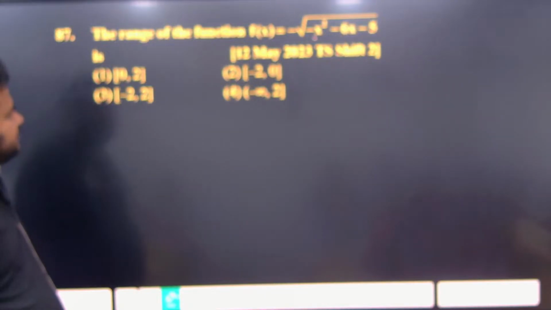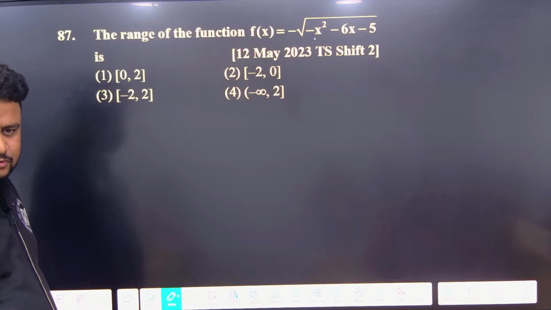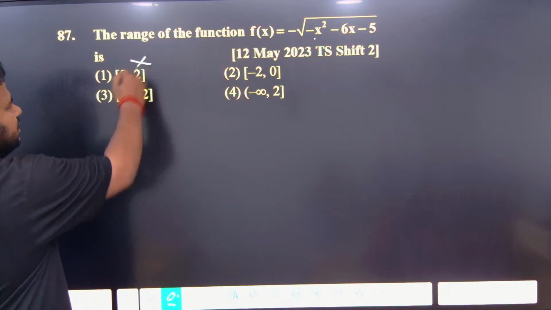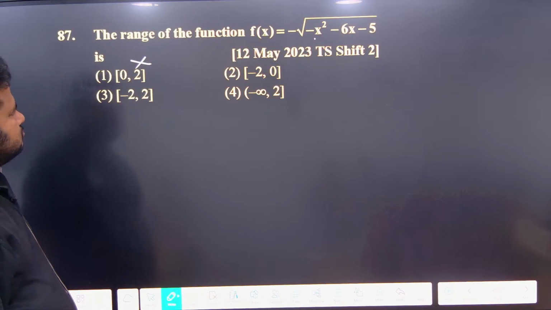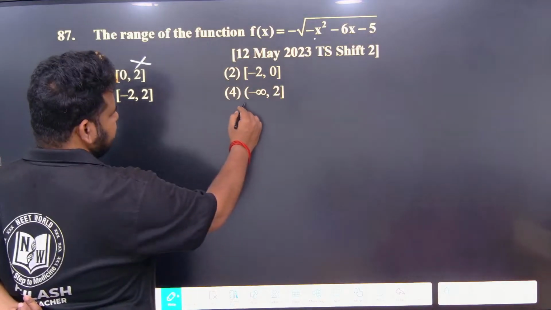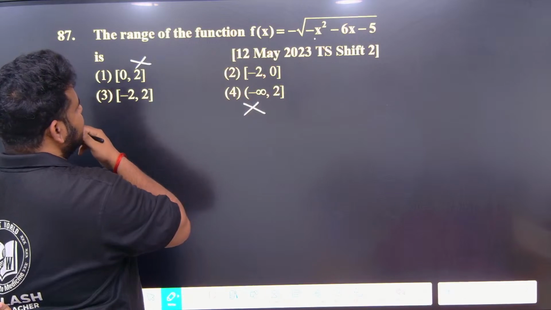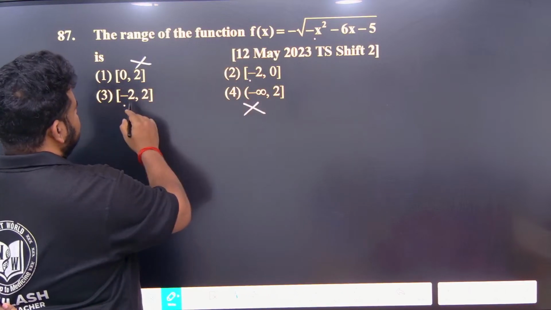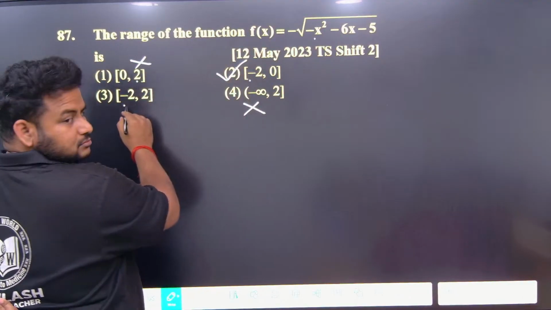So see here, observe carefully. The first option I can eliminate because it is not having a negative. What about the fourth option? This also I can eliminate, infinity is here. Here if you look, minus 2 is there. Here 2 is there. So if you combine this, we will get the second option.